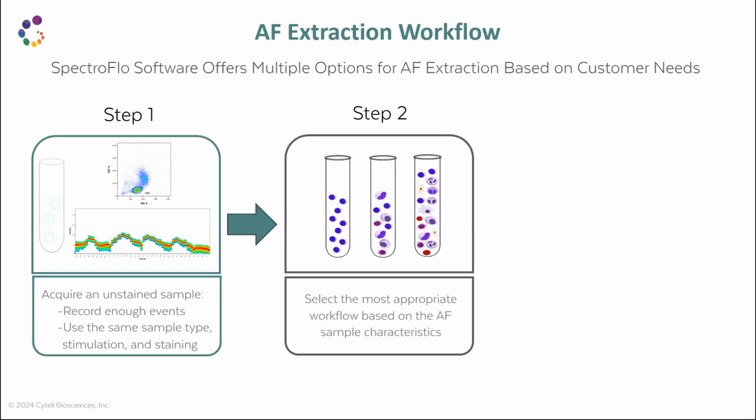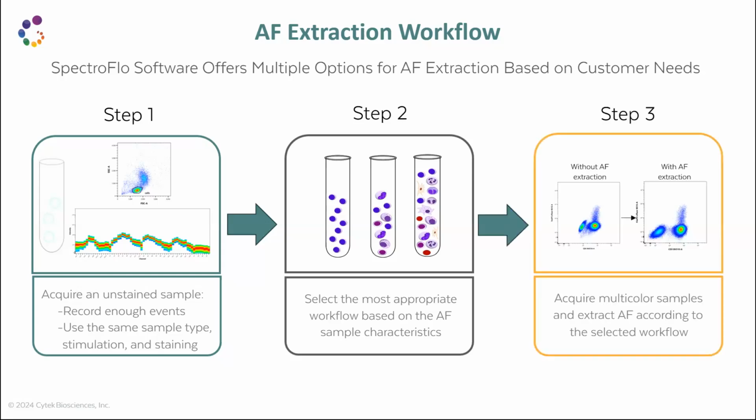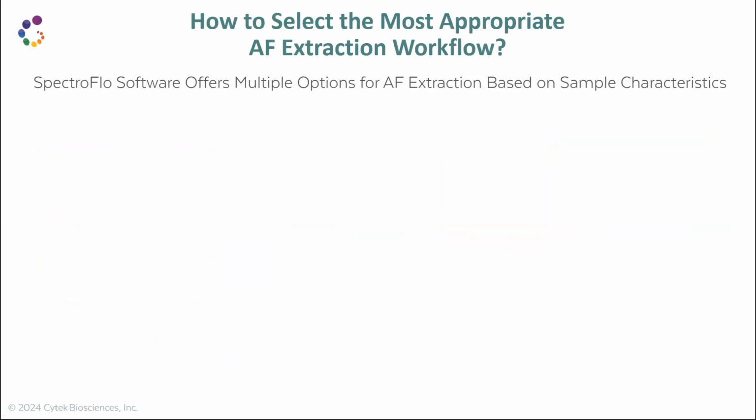From there, you select, from what you're seeing in your signature, the most appropriate workflow based on the autofluorescence. And we will go next into how to select the most appropriate workflow. Once you select the workflow, you start acquiring your multicolor samples while doing the autofluorescence extraction embedded within the unmixing process.